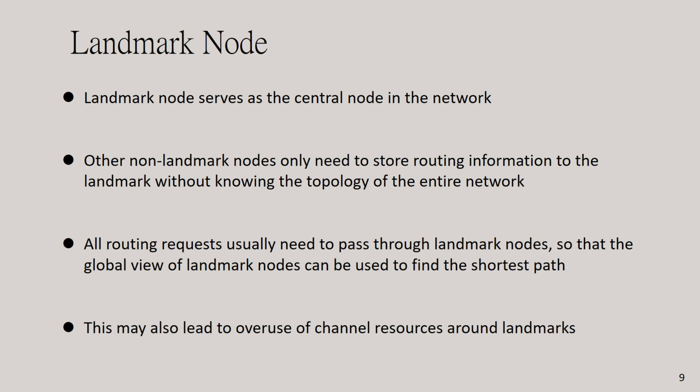In landmark-based routing, all routing requests typically need to pass through the landmark node. This allows the use of the landmark node's global spanning tree to find the shortest path. However, this can lead to overuse of the channel resources around the landmark node, potentially affecting the overall efficiency of resource utilization in the network.